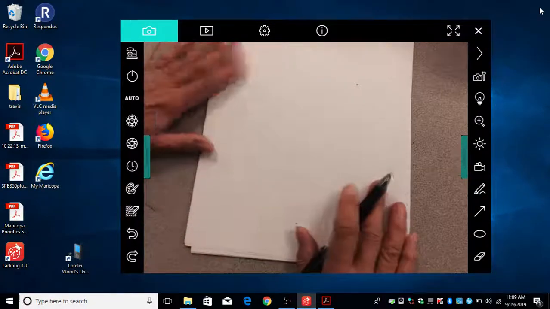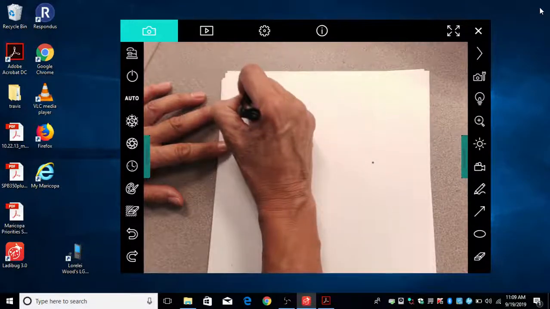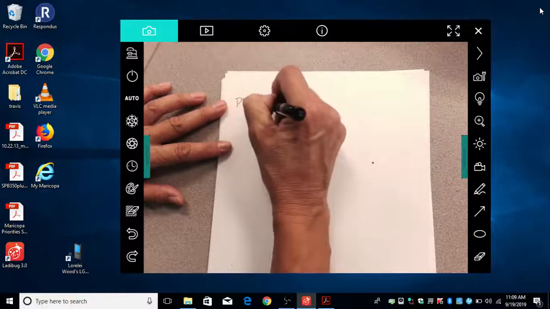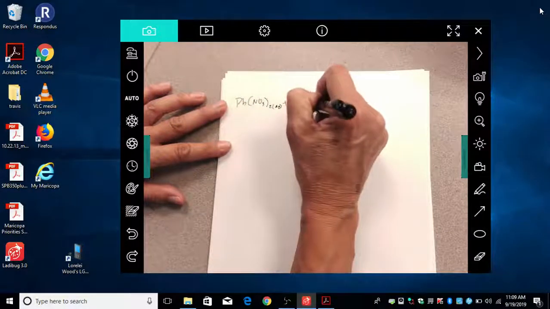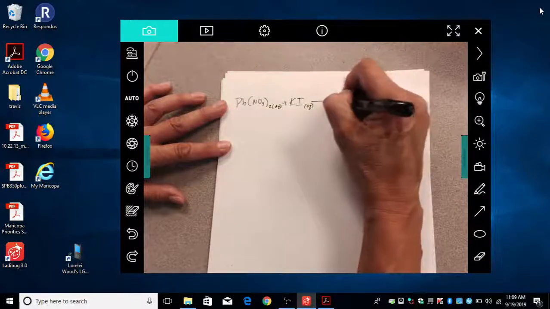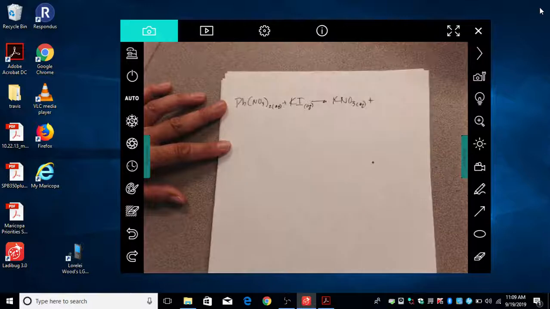All right, so let's try one that's a precipitation reaction. We'll say lead nitrate, aqueous solution, potassium iodide, aqueous solution. I'm going to get some potassium nitrate, which we know is going to be aqueous because nitrate is always soluble.